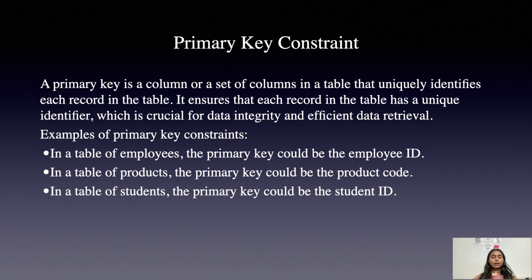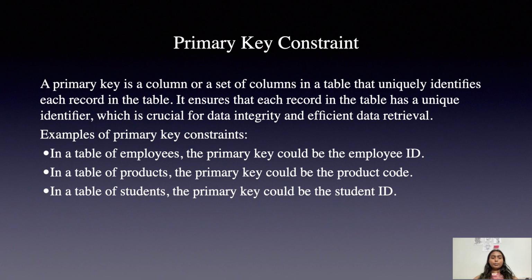Primary key constraint. A primary key is a column or a set of columns in a table that uniquely identifies each record in the table. It ensures that each record in the table has a unique identifier, which is crucial for data integrity and efficient data retrieval.